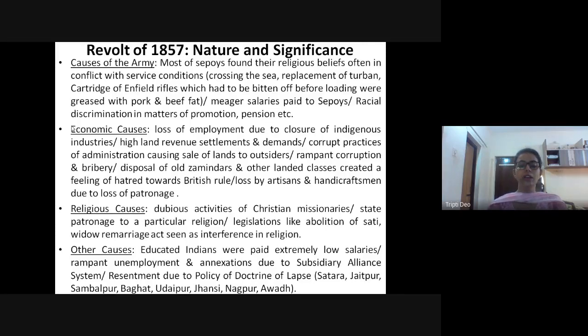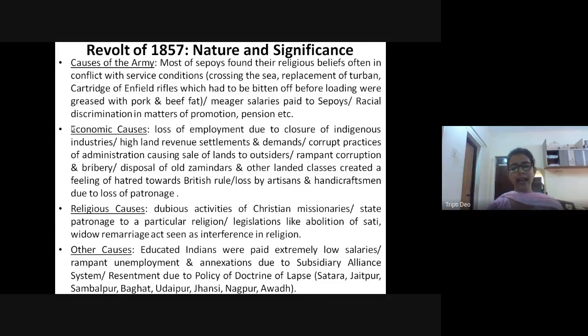Right, so a major reason for loss of employment and closure of indigenous industries was the high land revenue settlement and demands, and corrupt practices of administration that had caused sale of lands to outsiders. There was rampant corruption and bribery. The disposal of old zamindars and other landed classes created a feeling of hatred towards British rule. Loss of patronage was also faced by artisans and craftsmen.